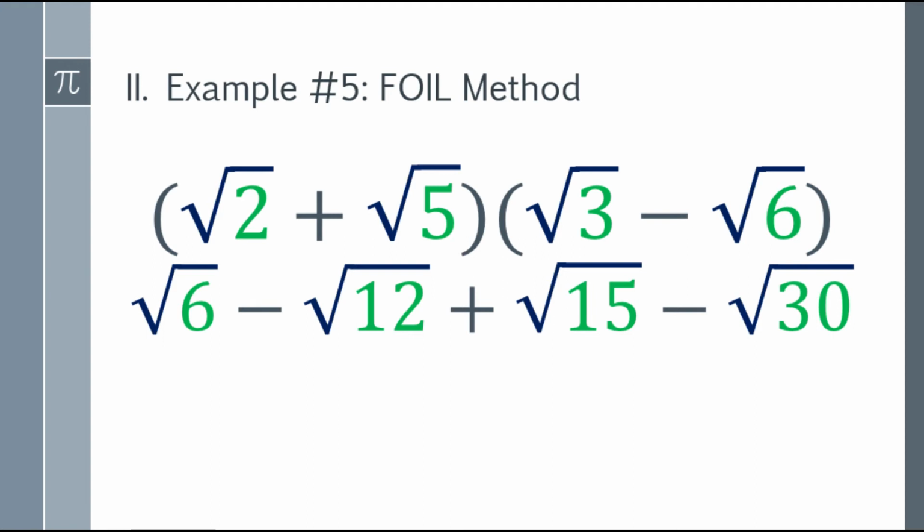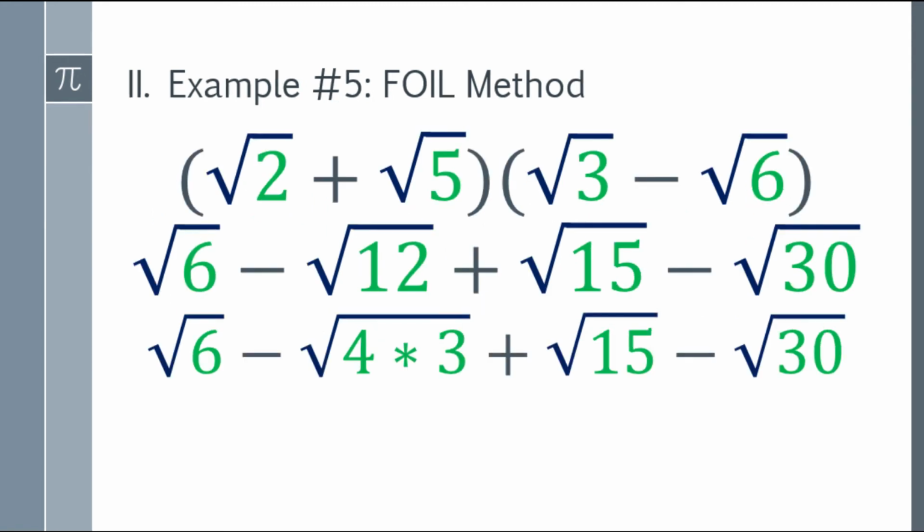Next, square root of 2 times negative square root of 6, that will be minus square root of 12. Now, square root of 5 multiplied by square root of 3, that will be positive square root of 15. And lastly, square root of 5 multiplied by negative square root of 6, so that will be minus square root of 30.